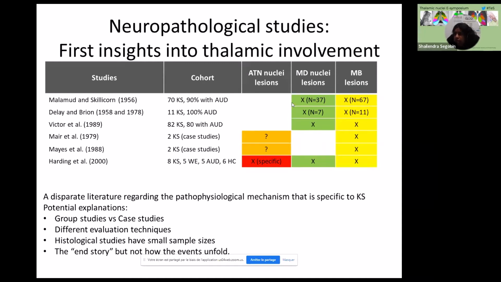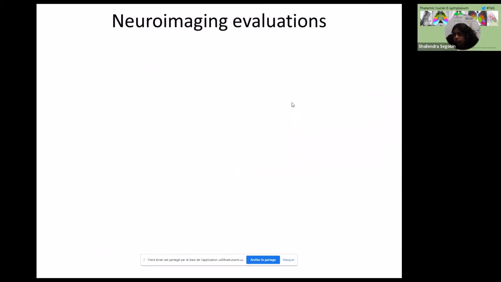So globally, the history of the literature of postmortem studies is quite disparate. At the same time, it is understandable as they span a few decades where evaluation techniques, both in terms of measurements and cohort selection, improved over time. Importantly, sample sizes remain small, and such experiments would give information on the end story, but not how actually these pathophysiological mechanisms would unfold over time. And this encouraged neuroimaging studies in vivo.